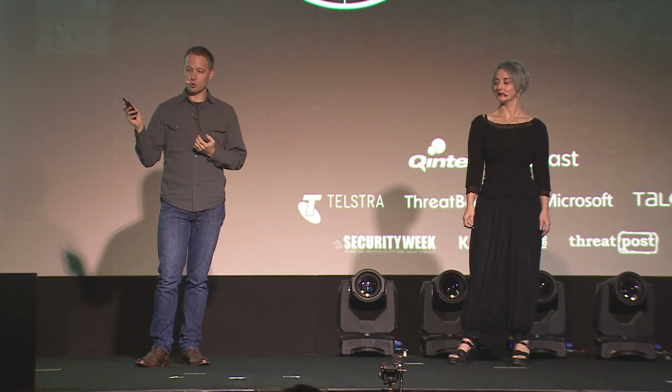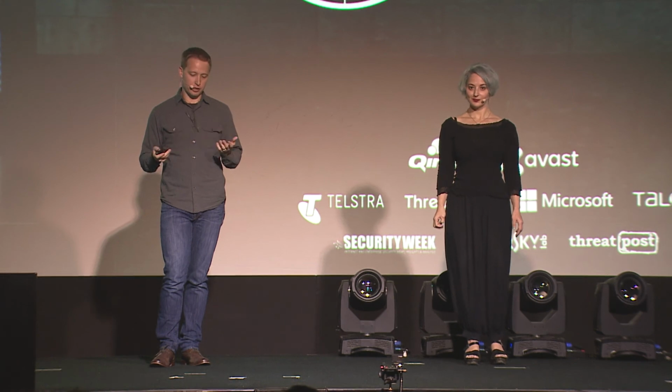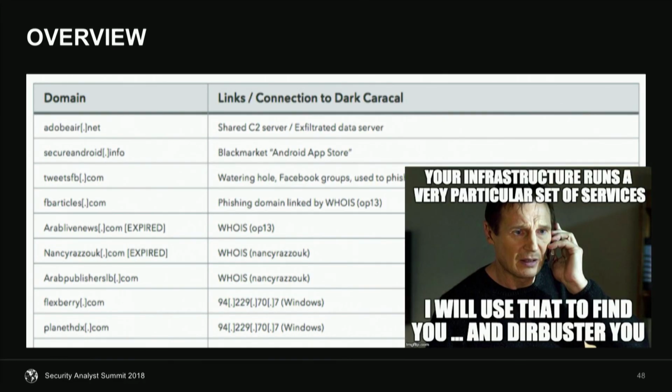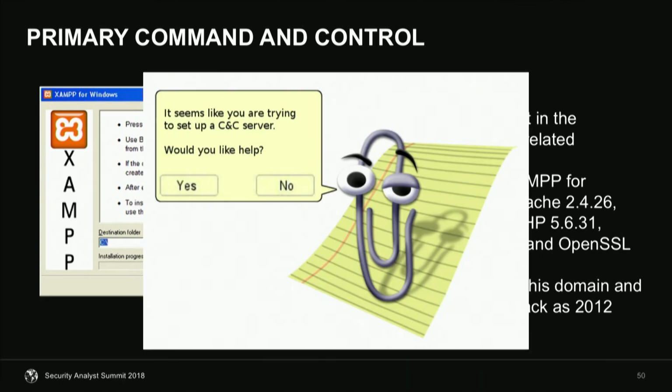So with adobeair.net, we noticed when we were profiling it that it was very unique. It had a very specific set of services on its system that enabled us to fingerprint, essentially. And what those services were, essentially, they were using XAMPP that was set up. And this kind of leads us to believe a lot about this actor, that they were using kind of off-the-shelf C2 servers, like, do you want to set up your server? Do you want to go ahead and just point and click and go? And that's what we found on a lot of the systems.